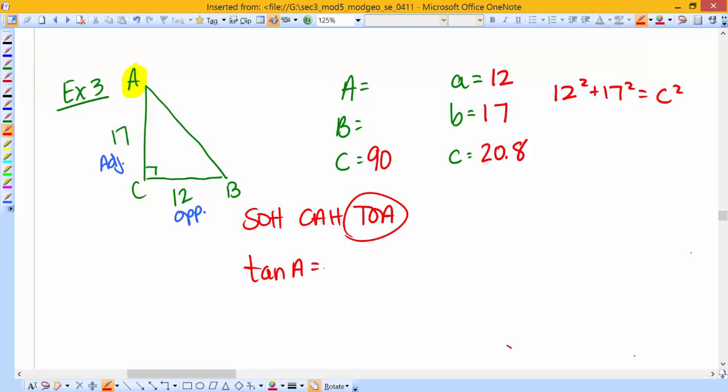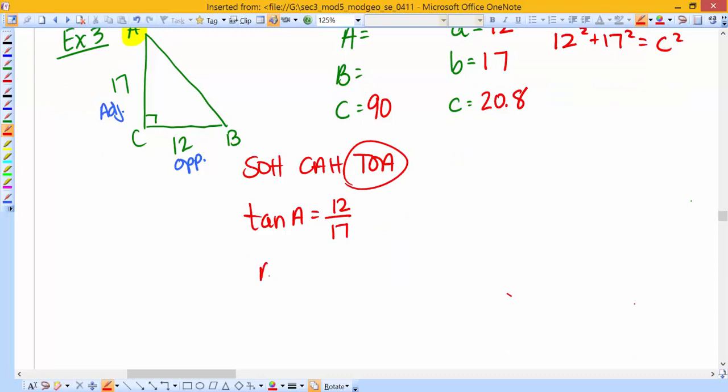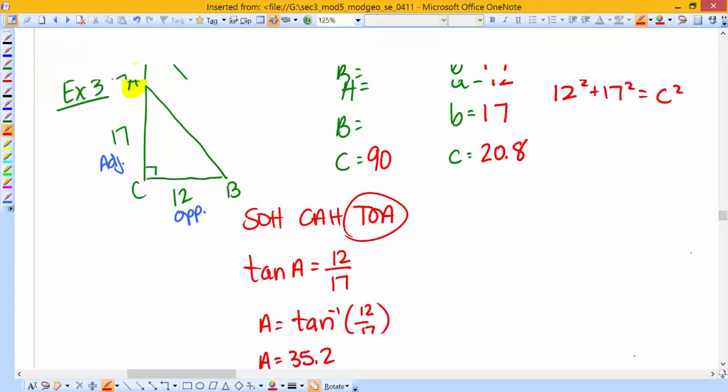So tangent of A, my opposite is 12, my adjacent is 17. So my angle A is going to be the inverse tangent of 12 over 17. So inverse tangent, 12 divided by 17 in parentheses. And A is going to be 35.2. So 35.2, 90 minus 35.2 is 54.8. All right, so that's going to wrap up the right triangle trigonometry.